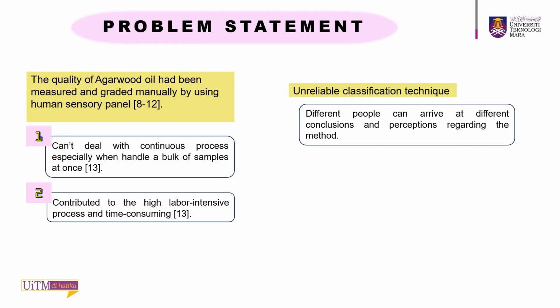Alright, the next slide is the problem statement. One problem is that the quality of agarwood oil has been measured and graded manually by using a human sensory panel. So it cannot deal with a continuous process, especially when handling a bulk of samples at once. Second, it contributes to a highly labor-intensive and time-consuming process. The second problem statement is an unreliable classification technique, because different people can arrive at different conclusions and perceptions regarding the method.